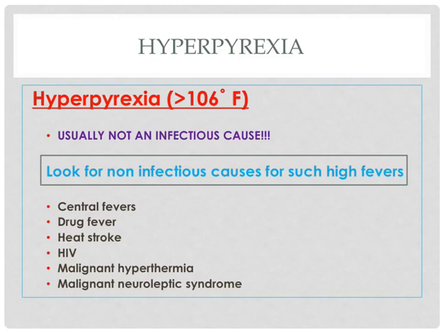So what are some of the non-infectious causes that you can keep in mind? Central fevers, which we will talk about a little bit in the next slide. Drug fevers, which we see a lot. Heat stroke, HIV, and the last two are the ones that a lot of times in internal medicine we see: malignant hyperthermia, the neuroleptic malignant syndrome. So central fevers, drug fevers, and HIV can present like that too.